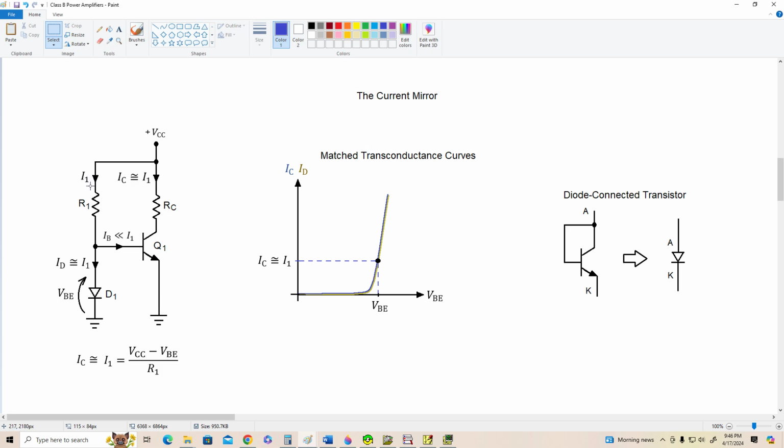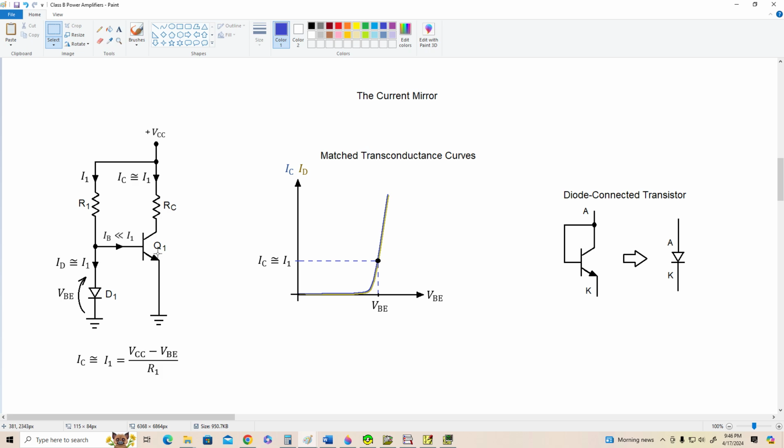Okay, now why is that? Well, if we establish I1 through the diode and it produces this drop VBE across D1, it's also across the base emitter junction of the transistor. If they're identical, then by definition, they both have to be carrying the same current. And that's the whole idea behind the current mirror, matched transistors.